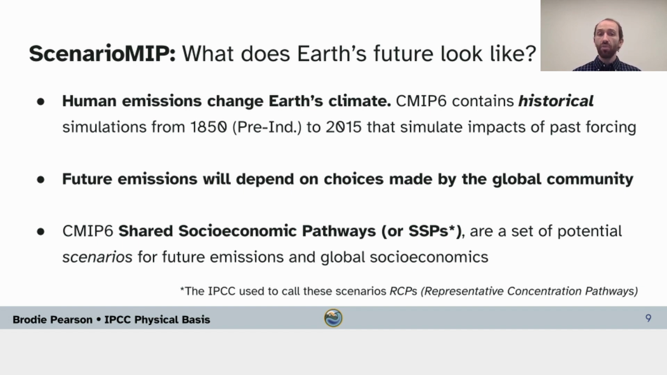So human emissions are important, but future emissions are going to depend on choices that are made by the global community, socioeconomic and political choices. And this means that there isn't necessarily one set of emissions that we can say will happen going into the future. We have to have a set of scenarios that encompass potential futures. And CMIP6, for this purpose, defined the Shared Socioeconomic Pathways, or SSPs, which are a set of potential realistic scenarios for future emissions in global socioeconomic circumstances.